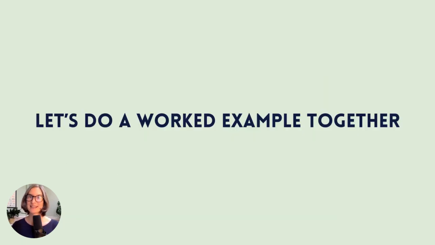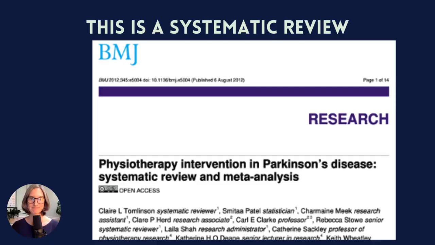So let's do a worked example together just so that you can get a better feel for the process that you go through when you're doing this critical appraisal. So, our goal with this critical appraisal, and I've selected this paper, which is a systematic review, and it's on physiotherapy intervention in Parkinson's disease. It's a systematic review and it's a meta analysis.